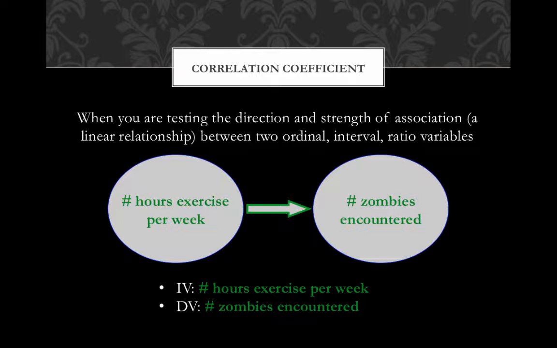And just a reminder, correlation coefficient is when we're testing the direction and strength of an association, a relationship, correlation between two quantitative variables. So we can use ordinal variables that we can make sense of a mean and standard deviation, and then we have interval and ratio variables. We want to see what is the relationship between these two variables. Is it significantly related? Is there a significant association?